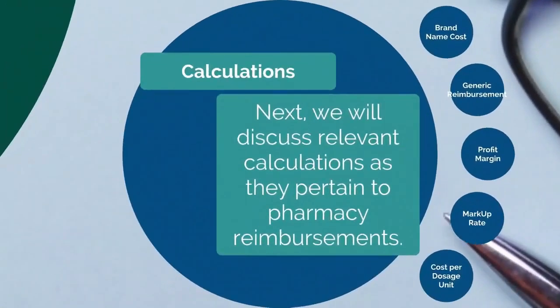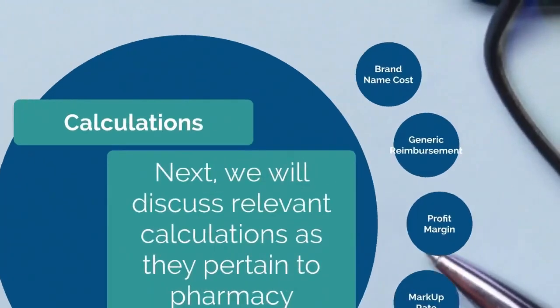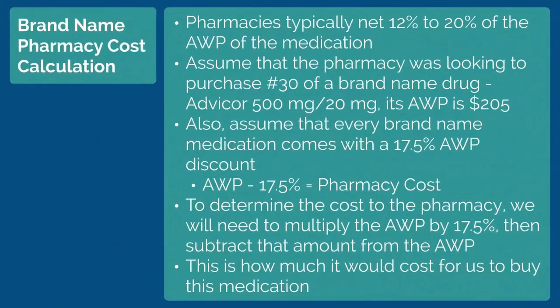Now we're going to dive into the calculations section and discuss relevant calculations as they pertain to pharmacy reimbursements. So first we see the brand name pharmacy cost calculations. Pharmacies typically net 12 to 20% of the AWP, or average wholesale price, of the medication.